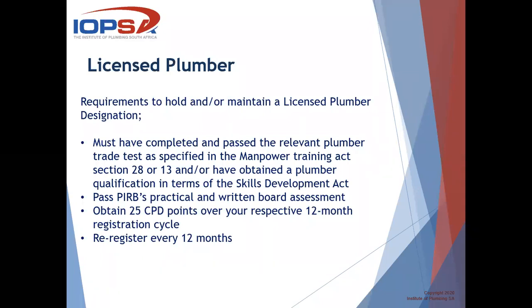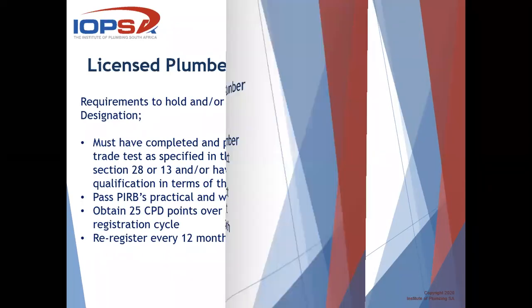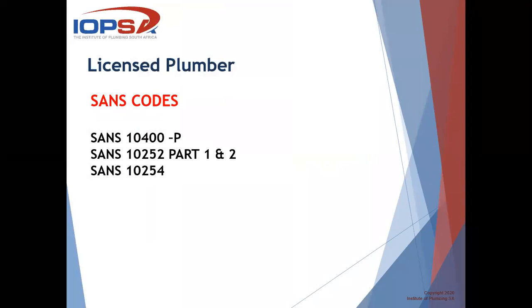Then this person needs to obtain 25 points over the 12-month period for his new registration. And then obviously you need to re-register every 12 months. So those are the basics as far as a licensed plumber is concerned. And if we look at the SANS codes that apply to a licensed plumber, we are looking at SANS 10400 Part P, 10252 Part 1 and 2, which is obviously water supply and drainage, and then 10254, which is electrical geyser installations.